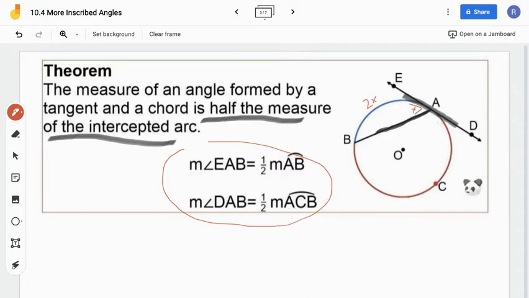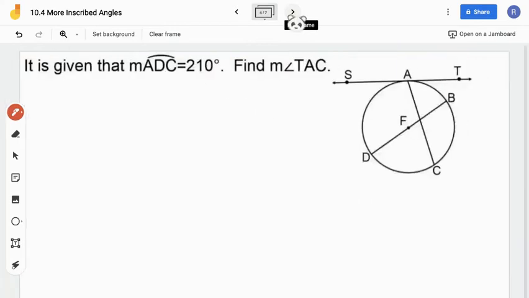And if we're looking for DAB, say that this arc out here that goes all the way around, say that this was a 2x, right? Then that angle is going to be a value of x. It's always 1/2 of that intercepted arc where the chord cuts our circle in half. So let's look at some examples of this.